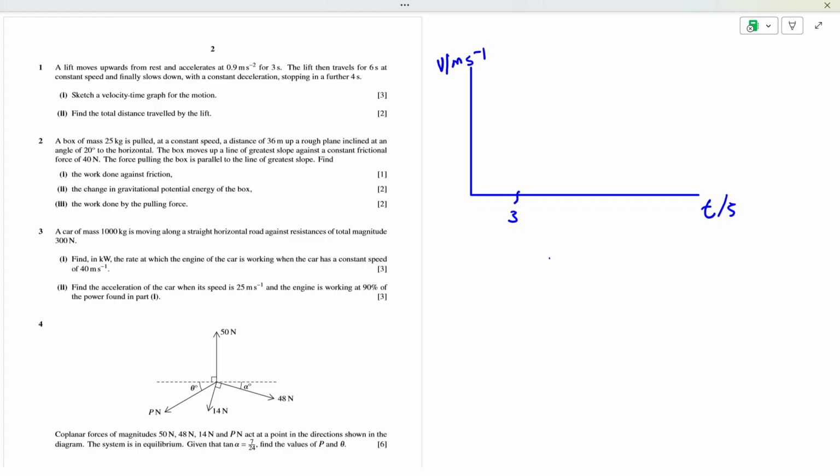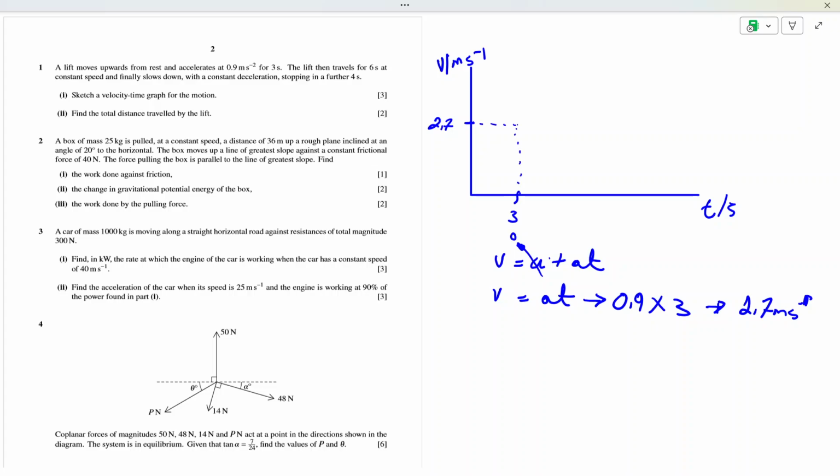Right. So right now, what is the velocity? We can use the SUVAT equation since we know that the acceleration is constant. So we have v equals u plus at, and we know that u is equal to 0, therefore v equals at. The acceleration is 0.9, and the time is 3 seconds. That will give us 2.7 meters per second, right? So I'm going to mark that 2.7 on the graph right there. And I know that it's going to be a straight line starting from 0, since the initial velocity was 0.